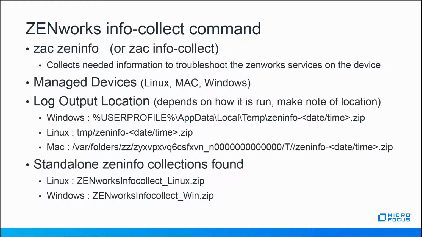It is available on all supported platforms, as mentioned. The log output locations depend on how it is run and what temporary directories are present. So make note when you do run ZENinfo. Once complete, it will give you the path of that zip file. Devices without the ZENworks adaptive agent can still have information collected via the ZENworks information collection utility.